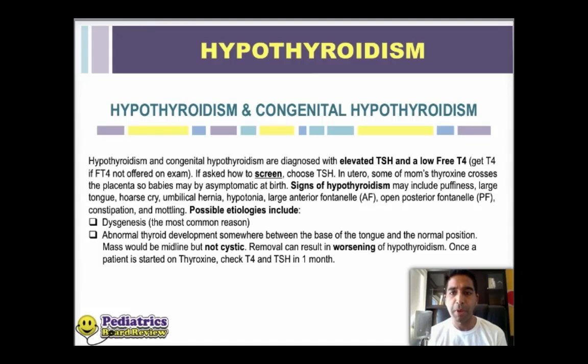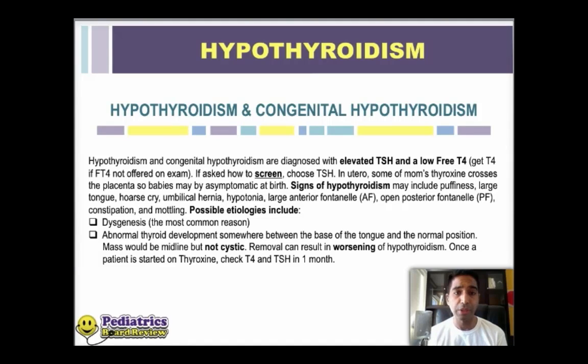In utero, some of mom's thyroxine actually crosses the placenta, so babies may be asymptomatic at birth. Signs of hypothyroidism may include puffiness, large tongue, a hoarse cry, umbilical hernia, hypotonia, a large anterior fontanelle, an open posterior fontanelle, constipation, and mottling.